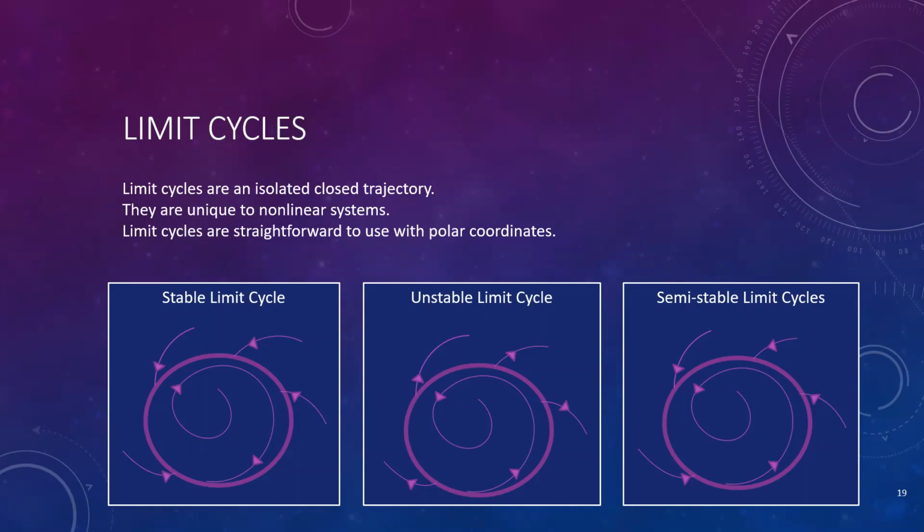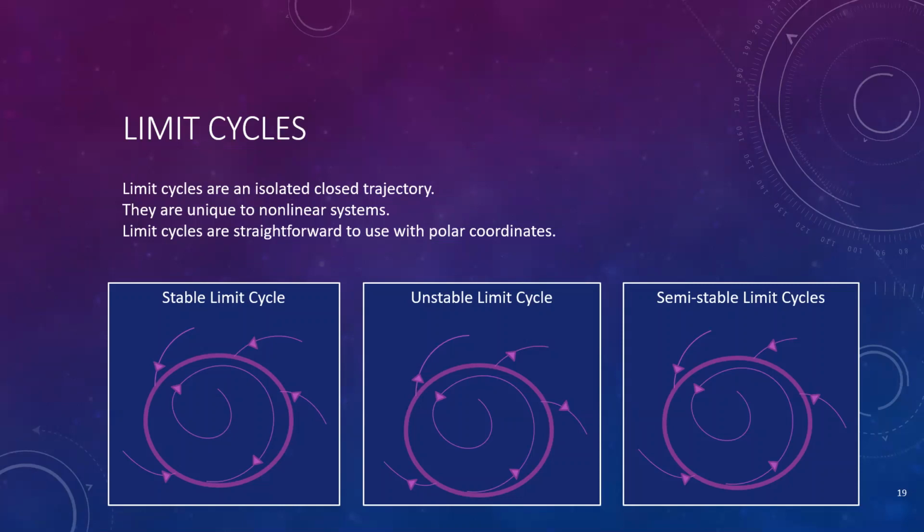Our system is a nonlinear system, and we can think about how it might have a stable limit cycle. Here on the bottom, we can see three different graphs showing a stable limit cycle, an unstable limit cycle, and a semi-stable limit cycle.